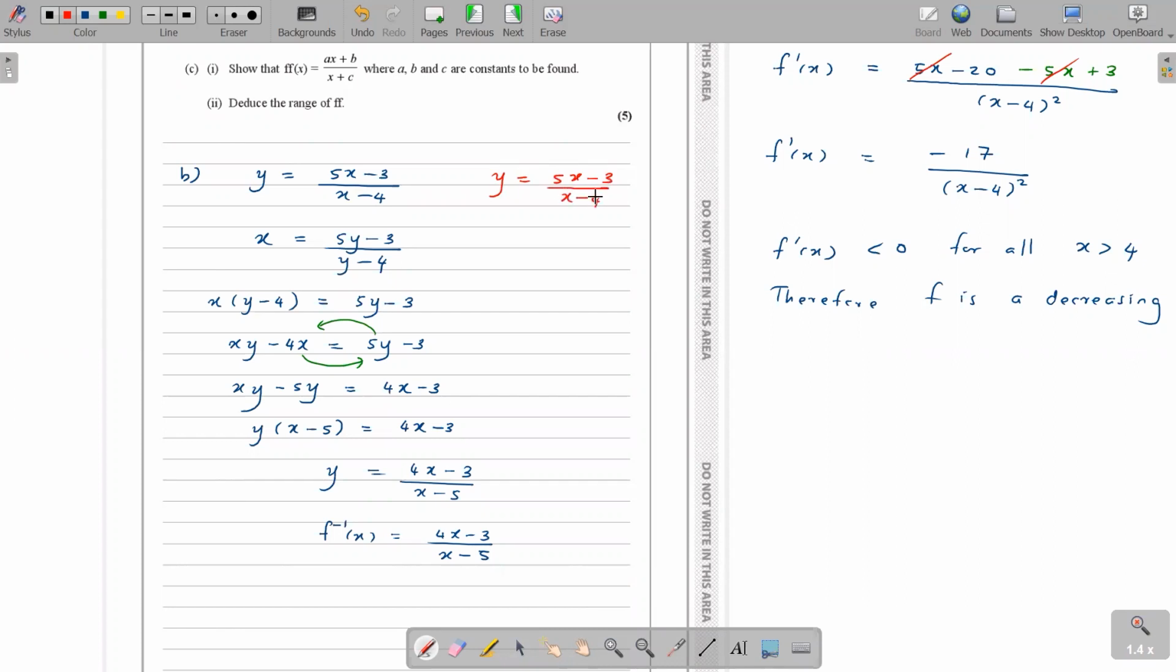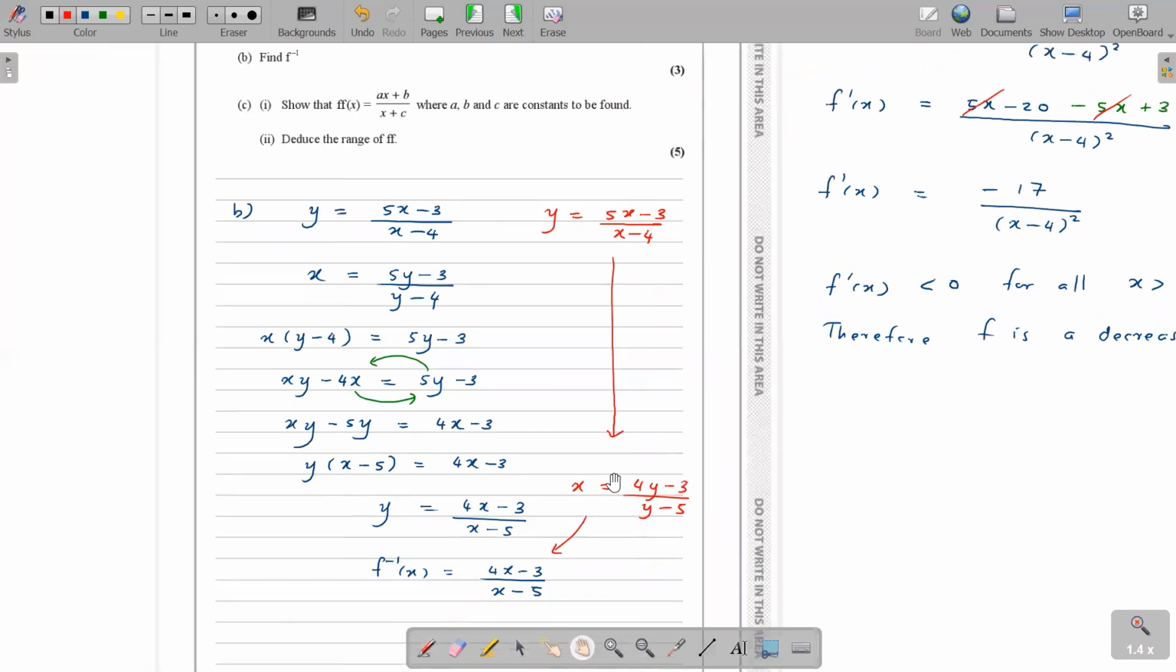And if a person makes x the subject, you would go through these exact same steps and end up getting x equals 4y minus 3 over y minus 5. So this is also okay, and then at the end you can switch back. You can switch x and y and come to this answer. That is fine. Okay, now the thing is how to find the domain.